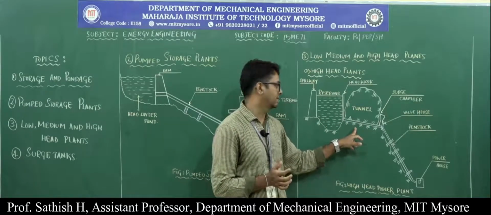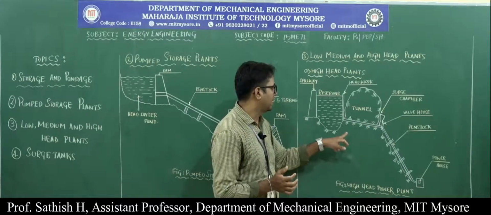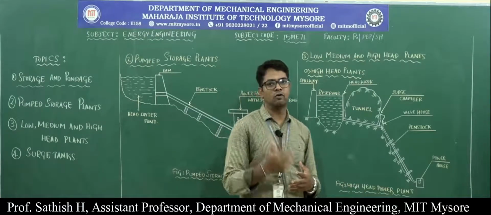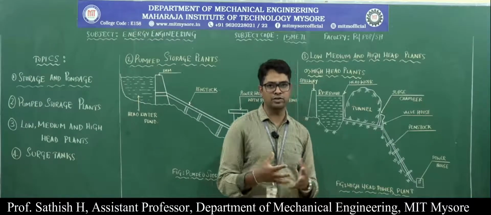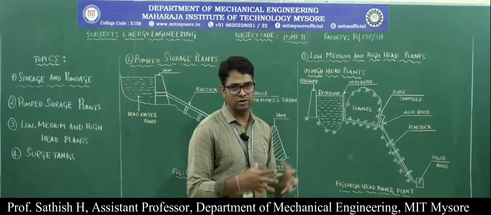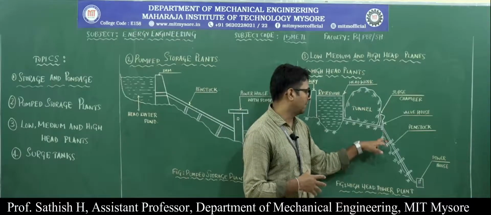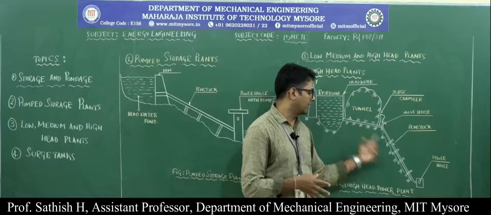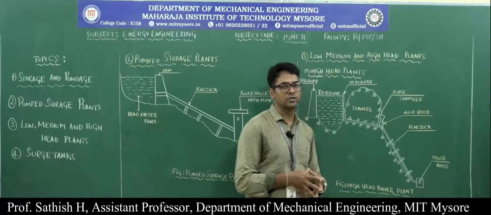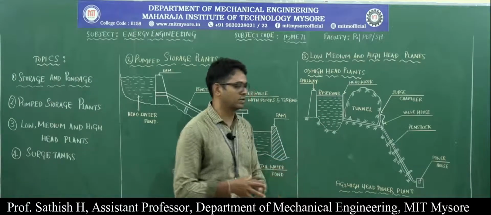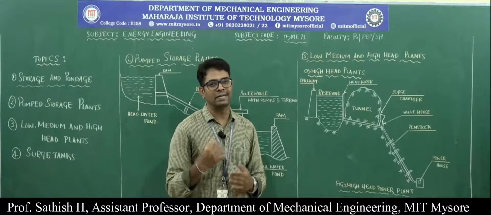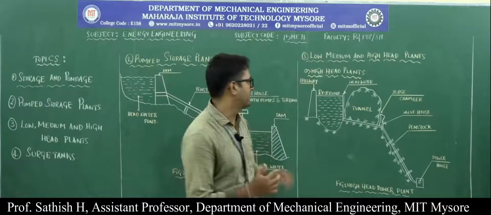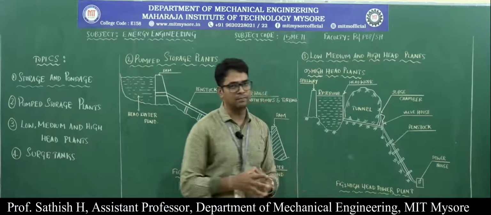a tunnel is drilled inside this mountain, and then we have a surge tank. The surge tank allows the water to rise and fall in order to control the fluctuations of pressure inside the hydraulic circuit. Then we have a penstock that transfers the water from the reservoir to the powerhouse. So this is the construction of a high head power plant. One important condition is that when the head available is 100 meters or above, we can call it a high head power plant.